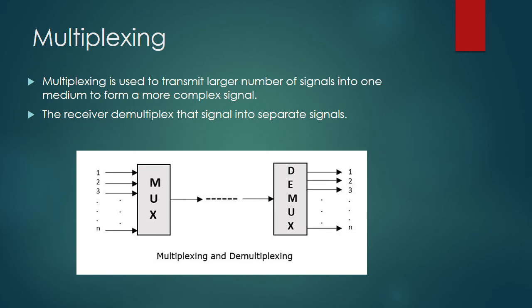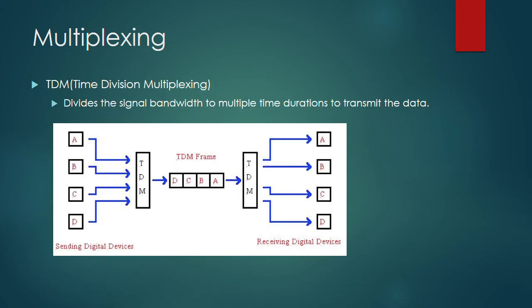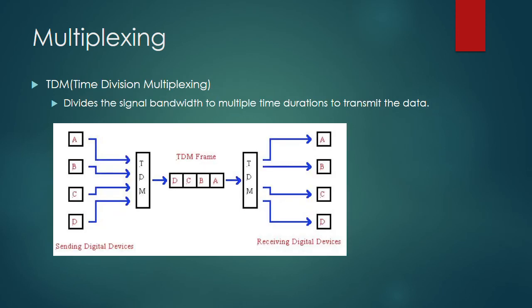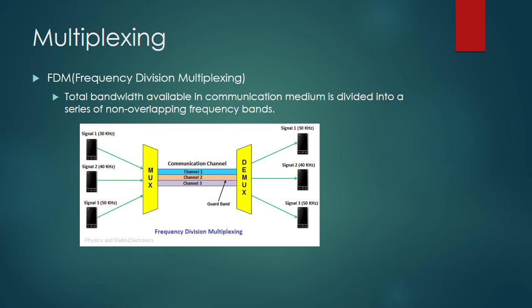there are 2 types of multiplexing. One is frequency division multiplexing. It is mainly for analog signals. And the time division multiplexing, mainly for digital signals. And there is another one called orthogonal frequency division multiplexing. So in time division multiplexing we divide the bandwidth into multiple time durations. In FDM we divide the bandwidth into multiple frequency divisions.